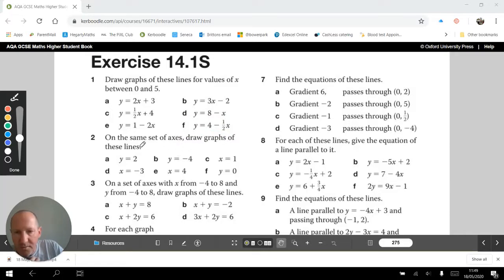Number 2, on the same set of axes. So that means that you draw all of these graphs on one set of axes and you can see the sort of comparison between them. These are just straight lines because they're y equals or x equals. So you'll get a series of straight lines going across or up and down.